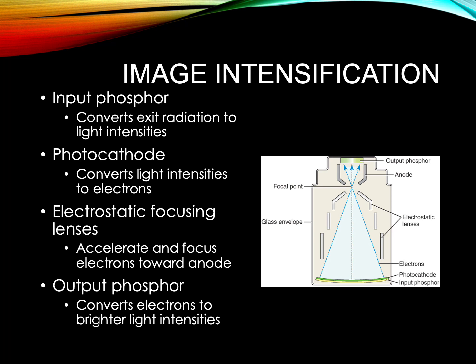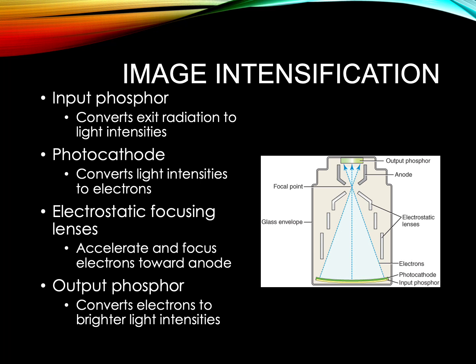Image intensification is the process by which the exit radiation from the anatomic area of interest interacts with a light emitting material, which is the IP, or the input phosphor, for the conversion to visible light. The light intensities or energies are equal to the intensities of the exit radiation and are converted to electrons by a photocathode, which is called photoemission. The electrons are then focused by electrostatic focusing lenses and then accelerated toward the anode to strike the output phosphor and create a brighter image.